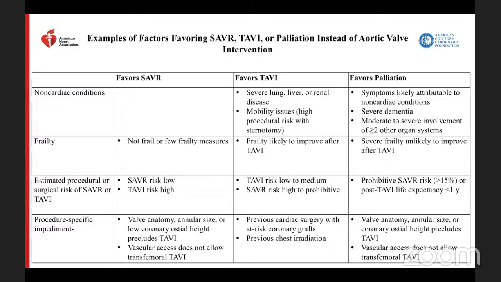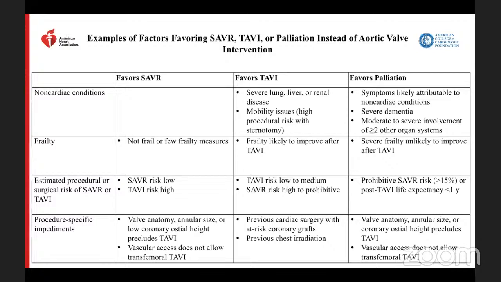Estimated procedure or surgical risk of surgical AVR or TAVI: if the surgical AVR is low risk and the TAVI is high risk, the patient is in favor of surgical AVR. With a patient who has TAVI risk low to medium and surgical AVR risk high to prohibitive, it will be in favor of TAVI. A patient who has prohibitive surgical AVR risk of more than 15%, or post-TAVI life expectancy of less than 1 year, will be in favor of palliative therapy.